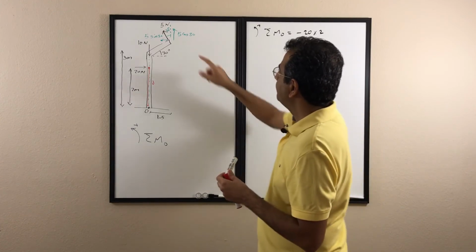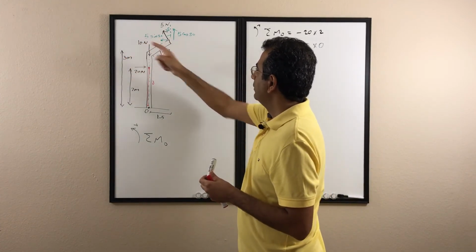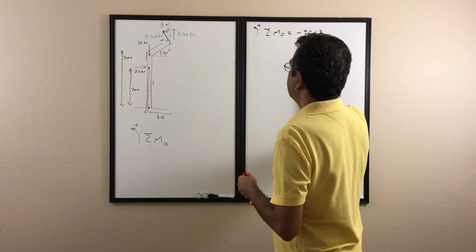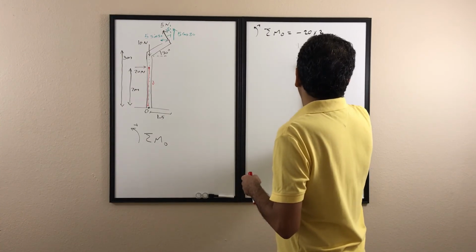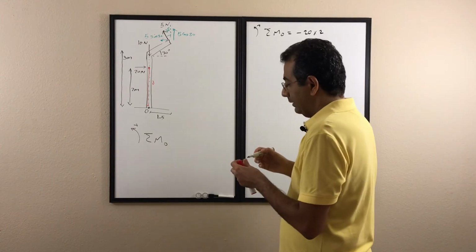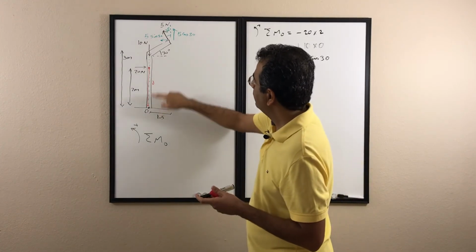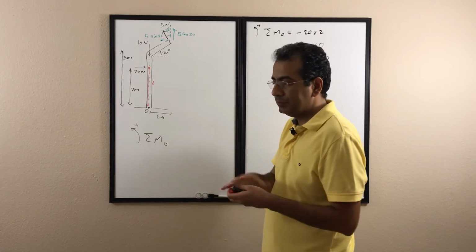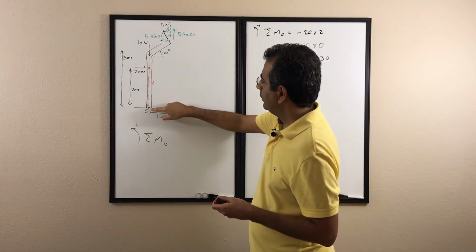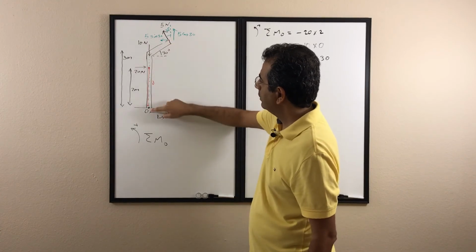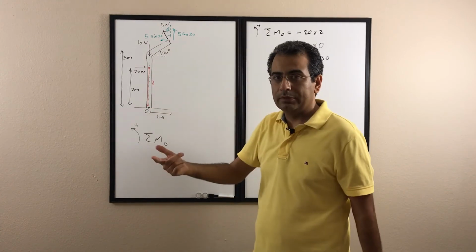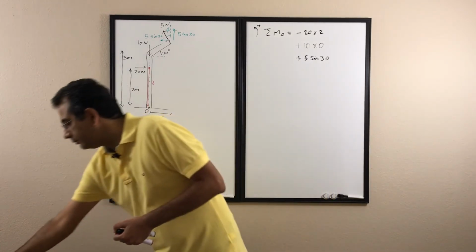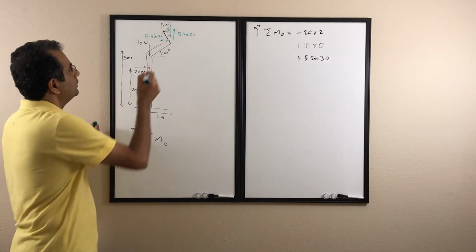And then it's a positive, so it's going to be counterclockwise, and the magnitude of the force is 5 sine 30. And then the distance, what we want is the distance from here, because if you connect the point O to the force, it's not going to be the normal distance. We need the normal distance.